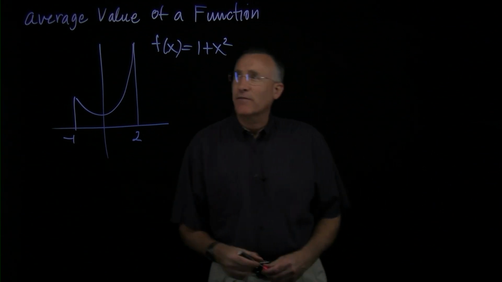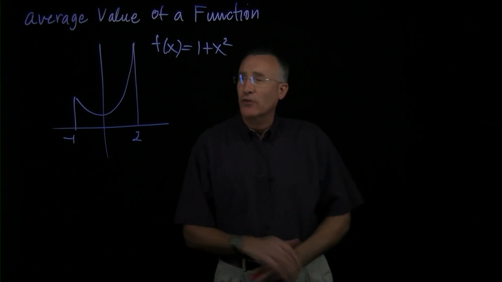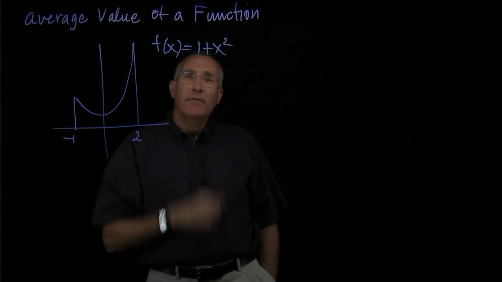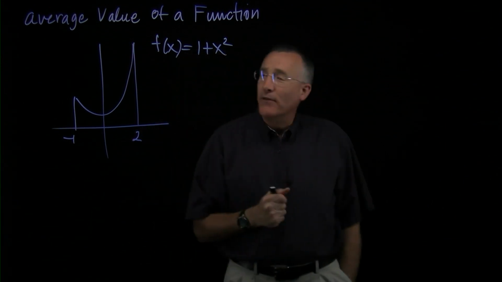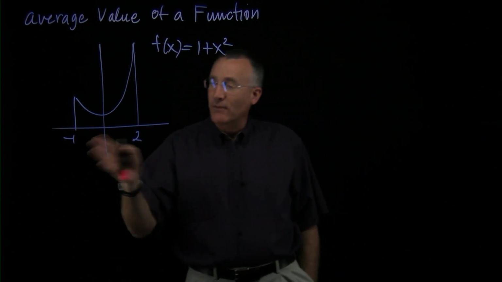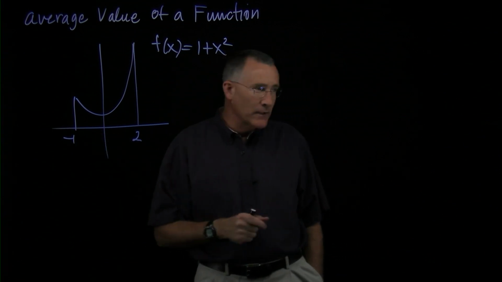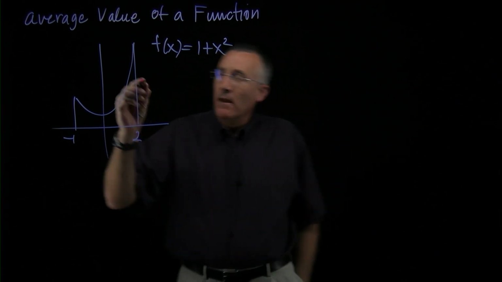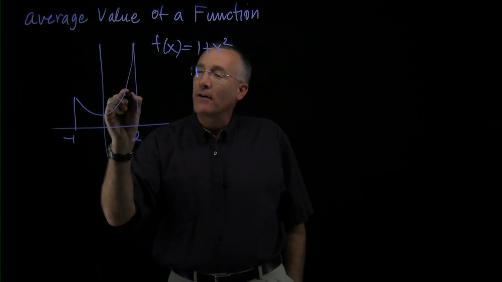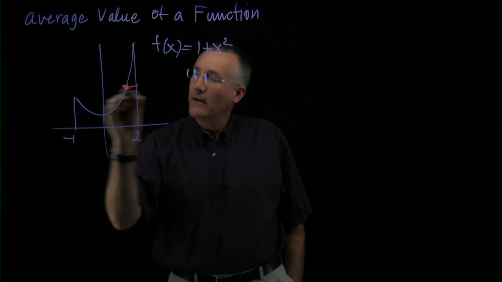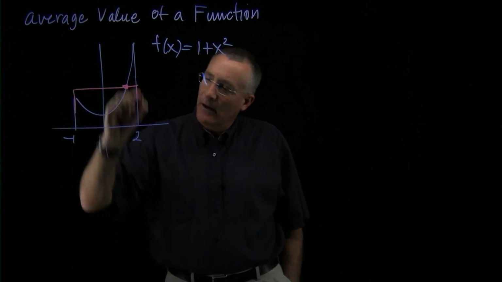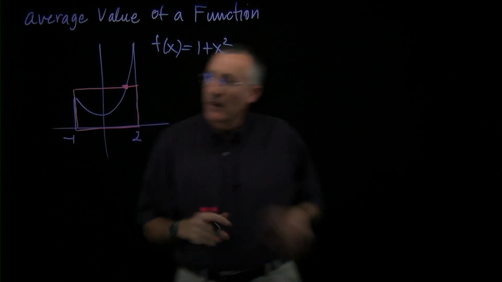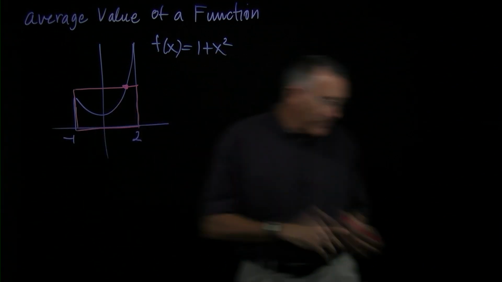Okay, we're looking to find the average value of a function over an interval. So we have a function, f of x equals 1 plus x squared, and we're going to try to find the average value between -1 and 2. In other words, we're looking for a value of the function such that the area under the function is the same as the area of that pink rectangle.